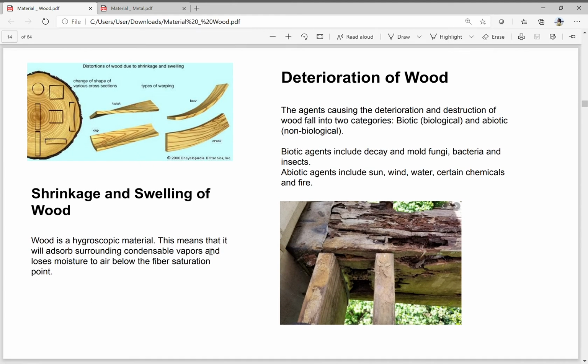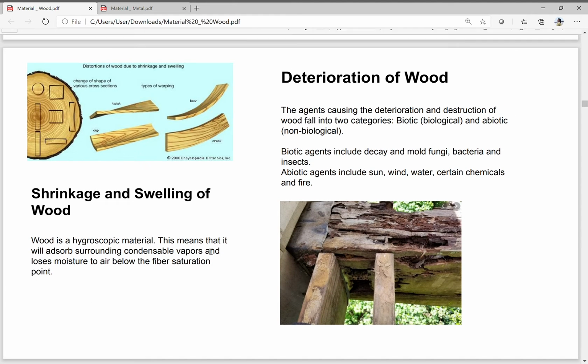So since wood is a hygroscopic material, it surrounds itself with vapors and moisture, and it loses moisture. It depends on the air. That's why they have this term, insight na mulihok ang kahoy. Yes, it moves because of the nature of the material.